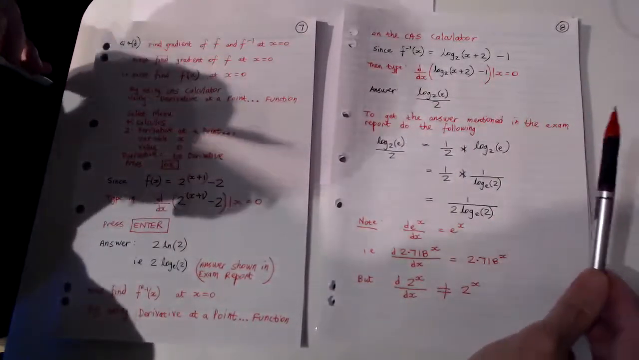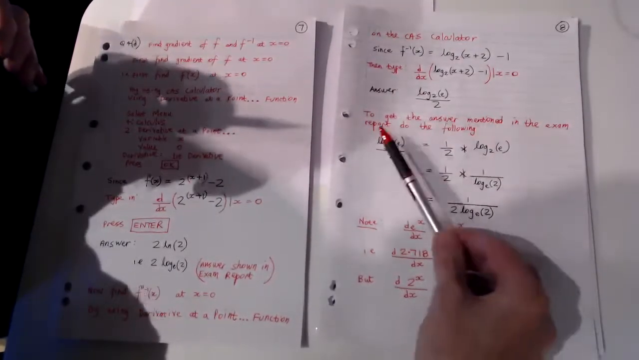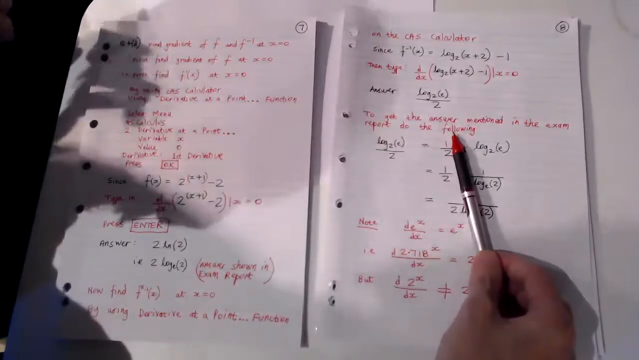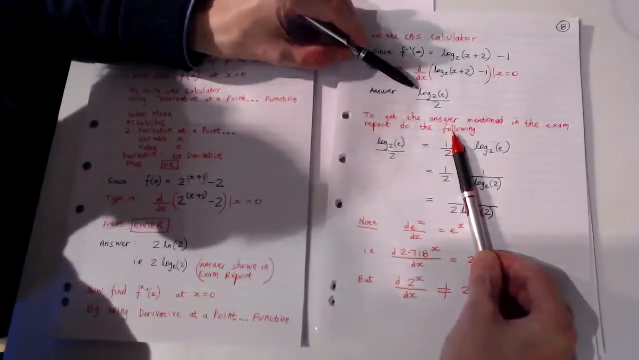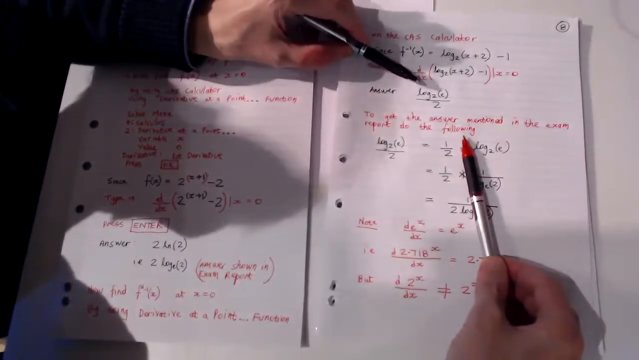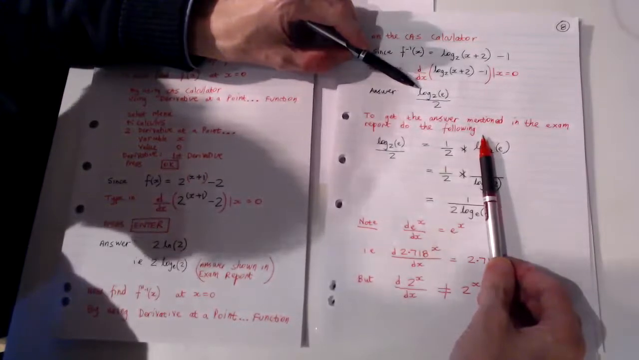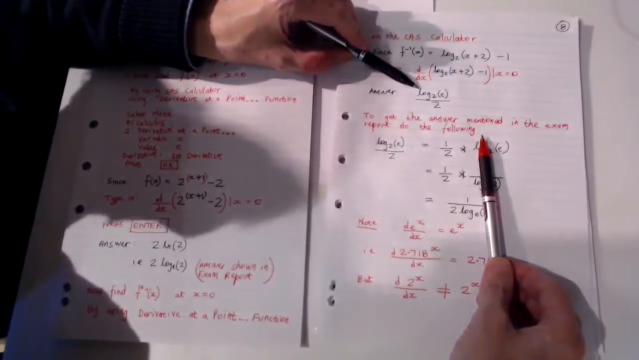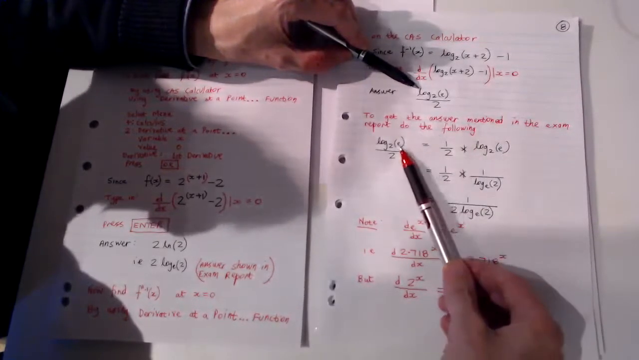Now again, to get the answer mentioned in the exam report, do the following. Because you see, the CAS calculator gives you that answer there, that should be all right. If you leave it like that, they should give you full marks. But if you're curious about how you get the answer shown in the exam report, you go like this.